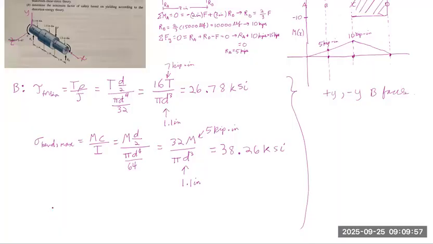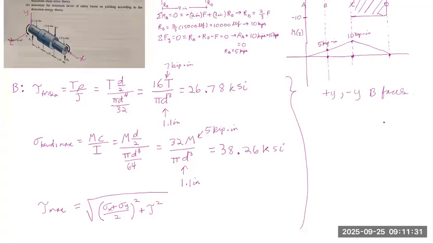So basically the tau max for the plus Y and negative Y B faces is going to be equal to the square root of sigma x plus sigma y divided by 2 squared plus tau squared as a general form. And we get this from our equation sheet. Or I guess not, but this is from the Mohr circle chapter.